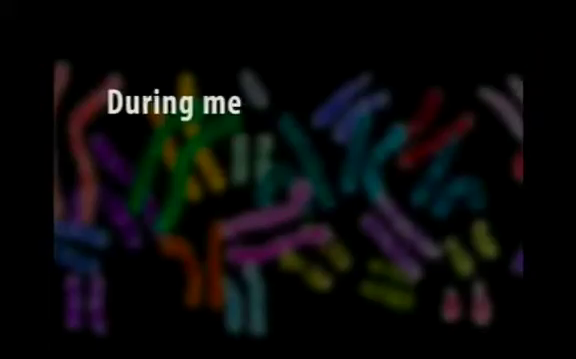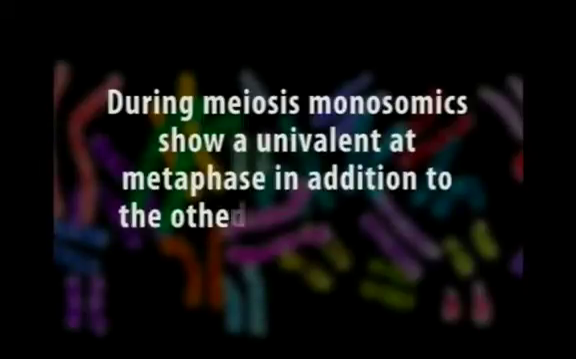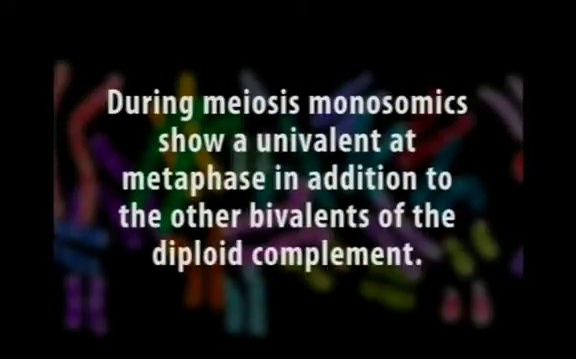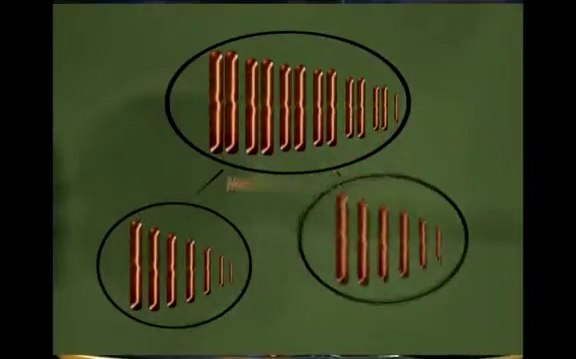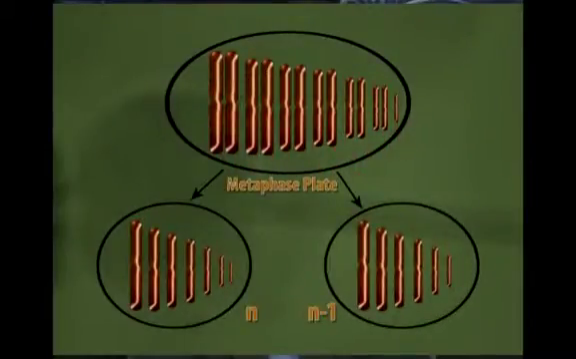Then during meiosis, the monosomics show a univalent at metaphase because that homologous pair lacks one of the chromosomes, and hence a univalent is formed. The gametes which are formed by a monosomic individual are n as well as n minus 1, and fertilization of these gametes results in the formation of monosomic, normal as well as nullisomic progenies.